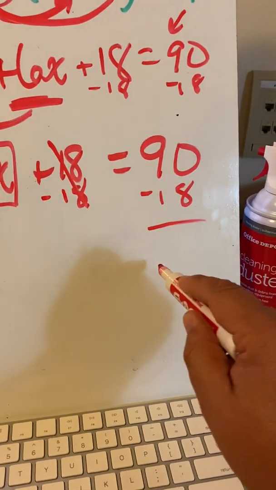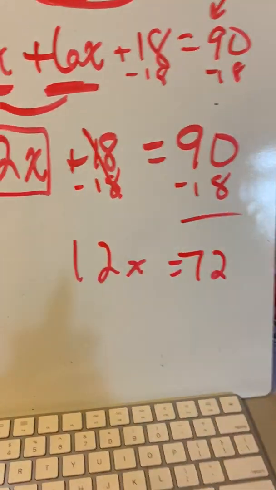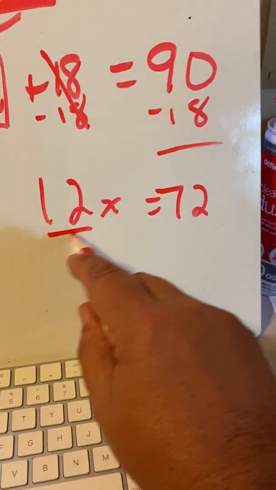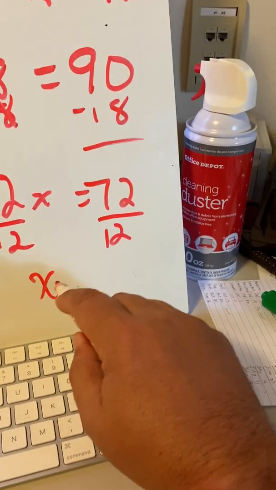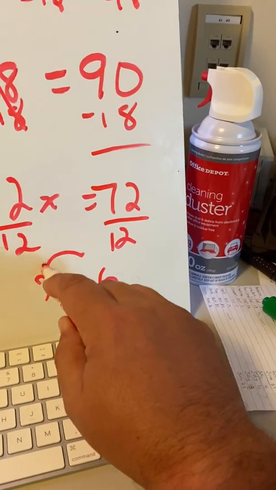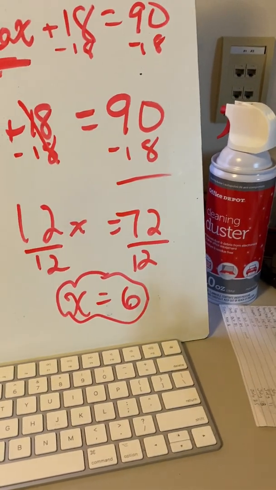Even though the numbers are a little large, 72 and 12x, it shouldn't be that big of a deal to figure out that 12 goes into 72 a nice, neat 6 times. And that's your answer. 6 is equal to x, or x is 6.